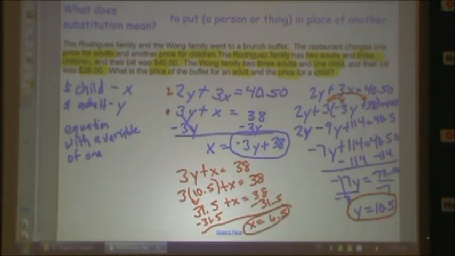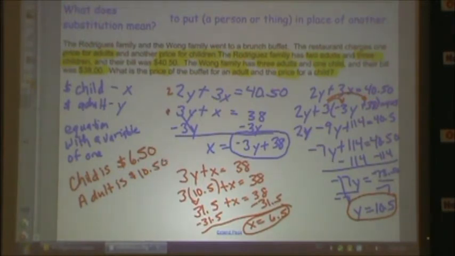I had to answer a question. And the question was, what is the price for an adult? What is the price for a child? So if I look up here, child is x. X is 6.5. So a child is not 6.5. This is money, $6.50. And adult is y, so y was 10.5. Adult is $10.50.